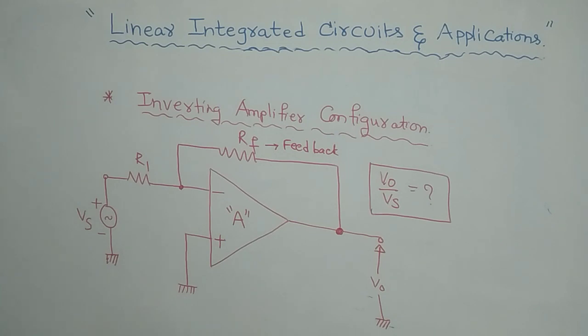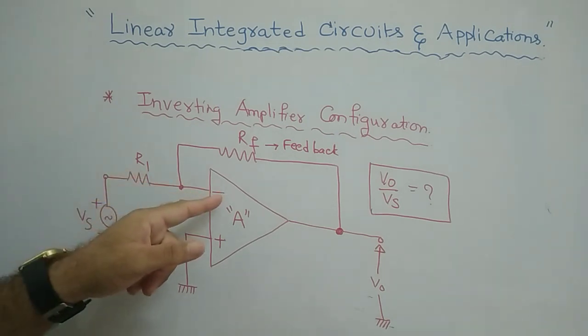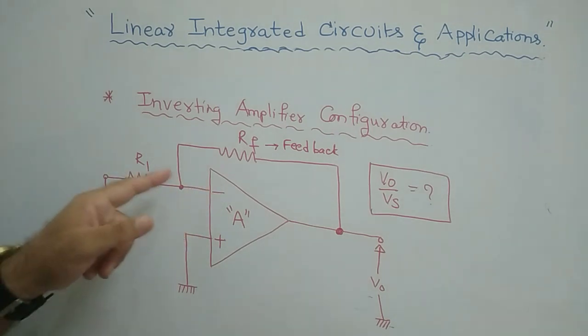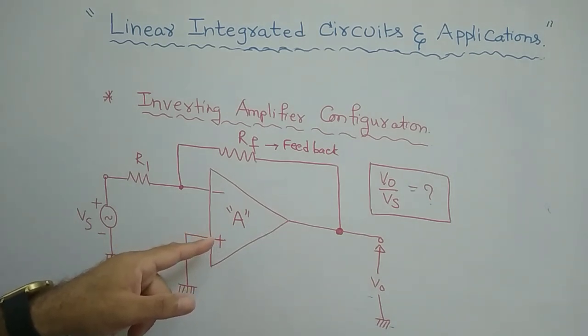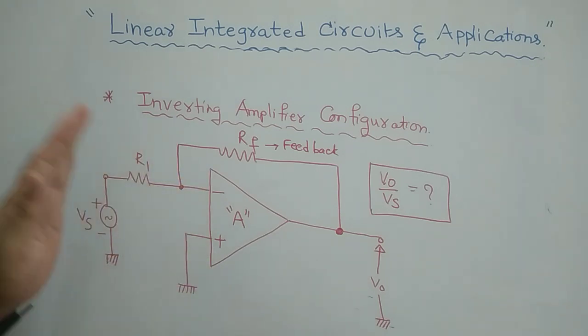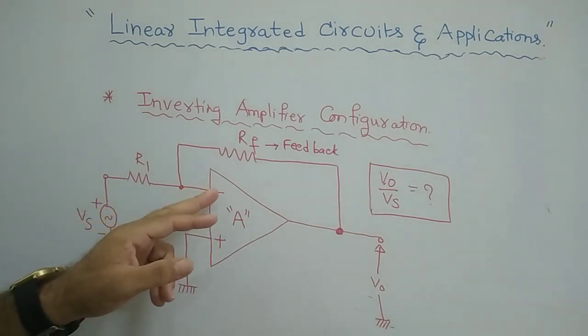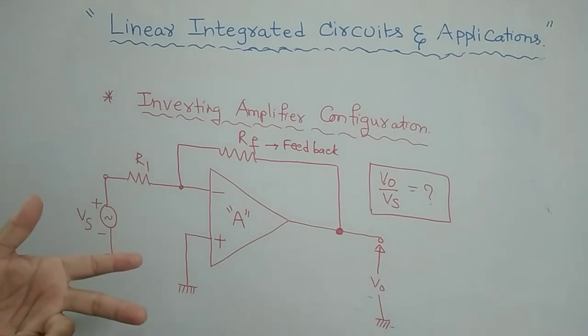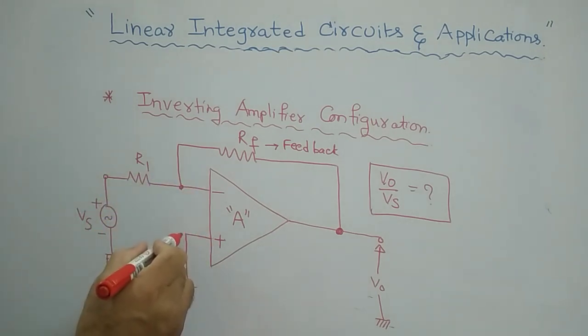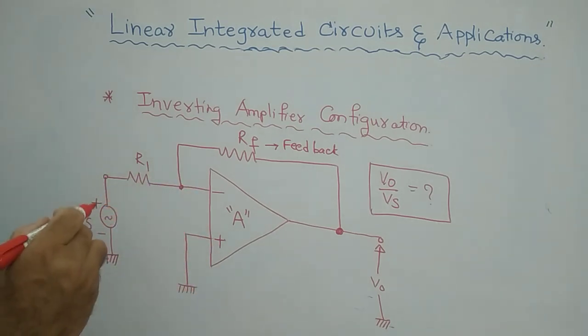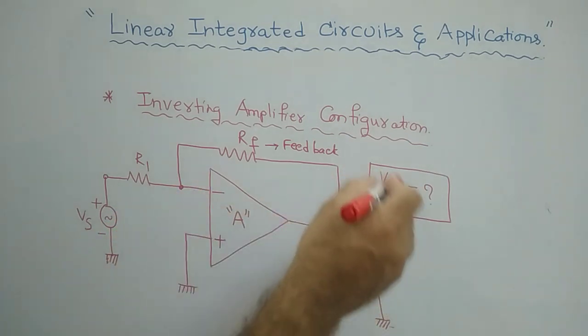Remember that the input is applied to the inverting terminal, minus, while plus is the non-inverting terminal. We will use these two terms widely throughout this topic and this unit. This terminology you should remember. Therefore, in an inverting amplifier, the non-inverting terminal must be grounded. So what is the ratio of output by input?